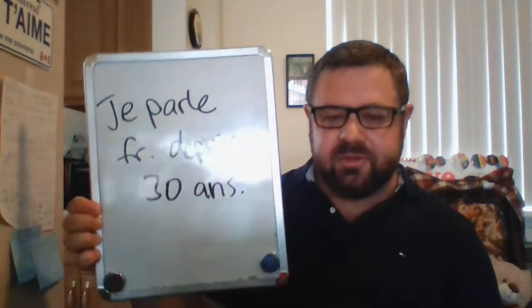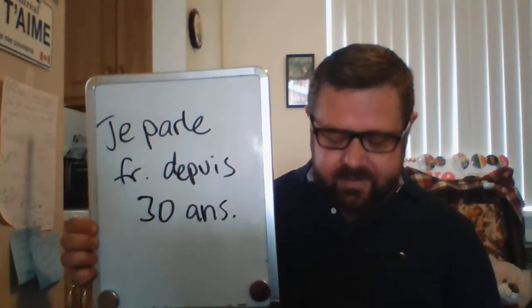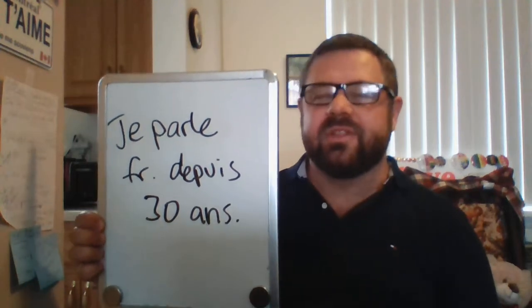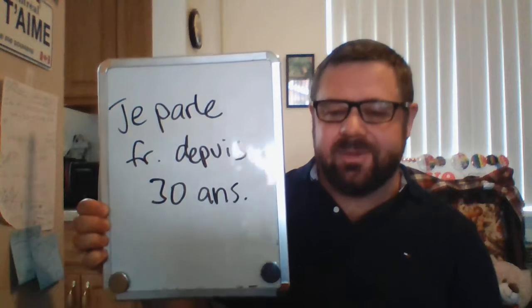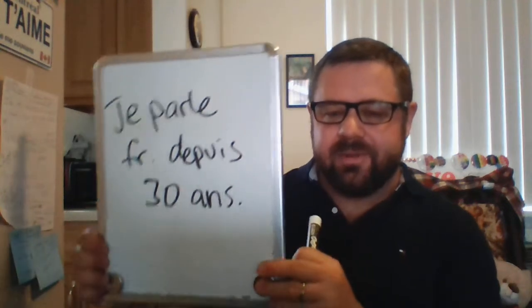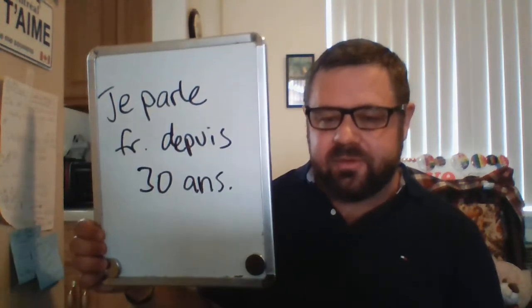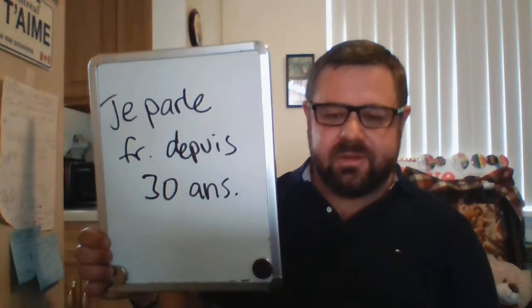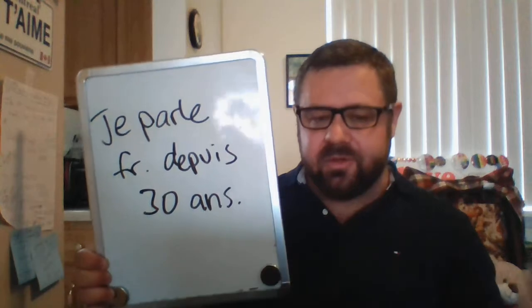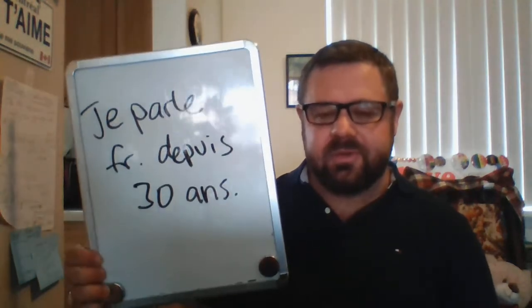Okay, so in English we'd say for 30 years. I have been speaking French for 30 years. Notice how we do it in English. We use the present perfect progressive. I have been speaking French for 30 years. But in French, it's actually easier. Je parle français depuis 30 ans. Notice I'm just using the present tense here, and depuis, it's an ongoing activity, okay?